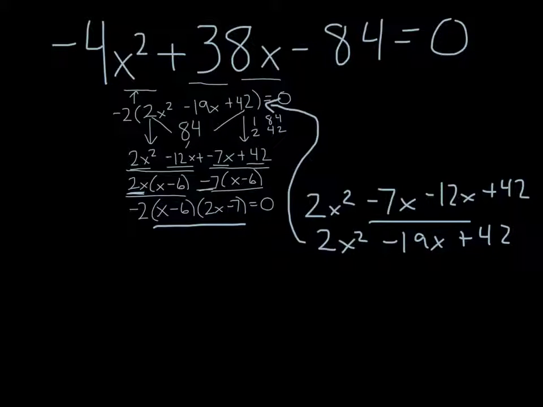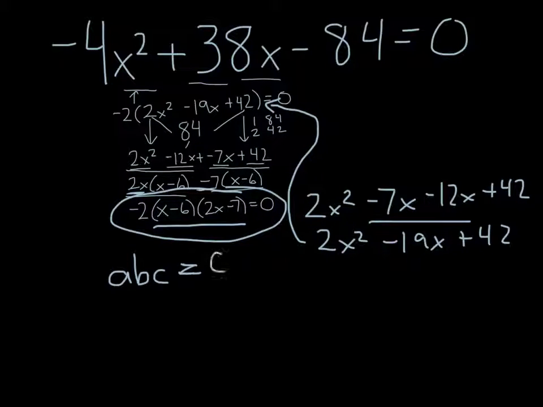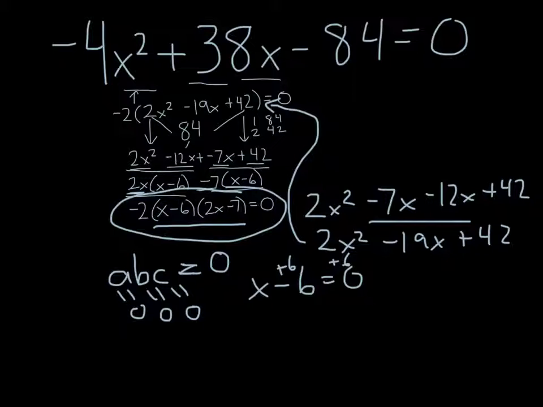And so now we go back to this step right here and we say, you know what? If I multiplied A times B times C and I got 0, then either A is 0, B is 0, C is 0, or all or any two of those are 0. So we know that it can't be the -2 because -2 cannot equal 0. So I want to solve by setting x minus 6 equal to 0 and then solving. Of course, I would add 6 to both sides to solve that. And I get x equals 6.